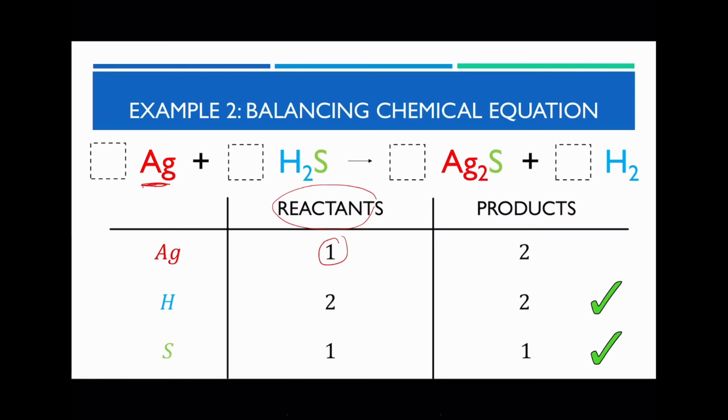So what we can do is add a 2 in front over here, which changes the total number of atoms in my reactants. So now I have 2 silver atoms, and by adding that 2, the number of silver atoms on my reactants now balances the number of silver atoms on my products. So therefore, this is the balanced chemical equation for this type of reaction.